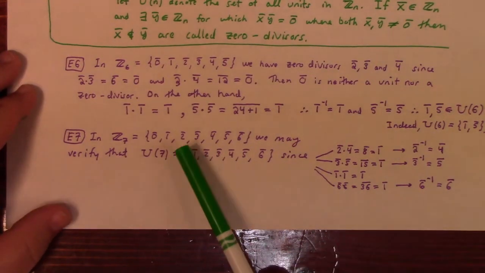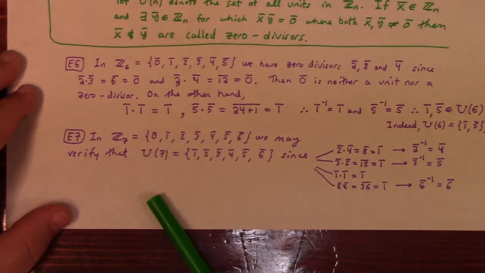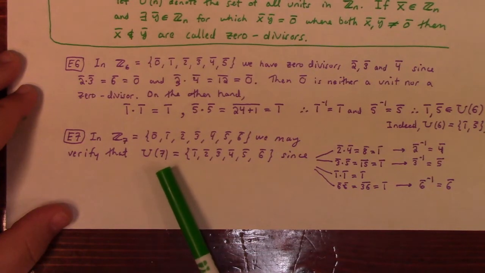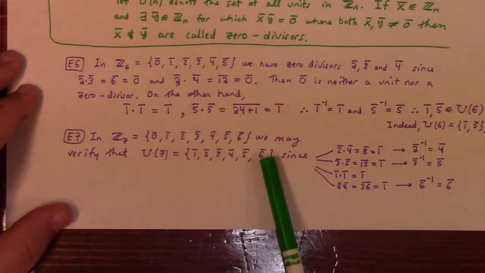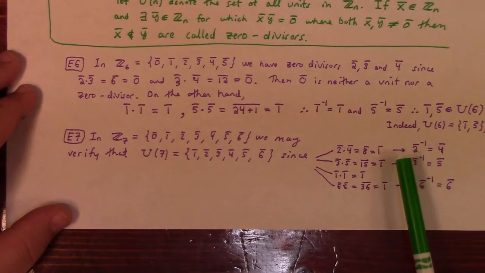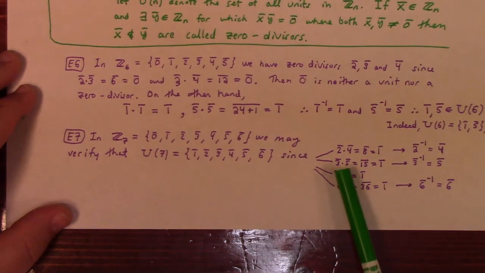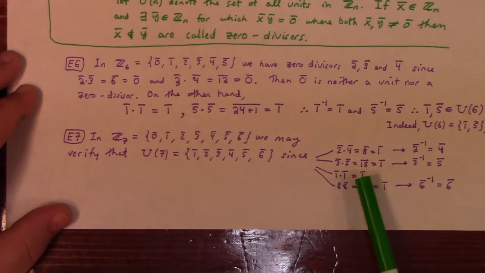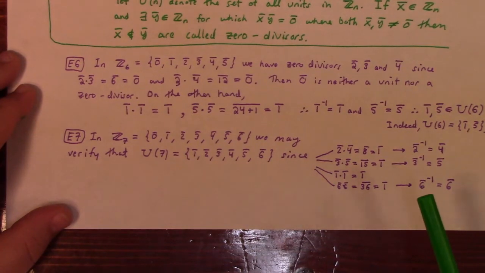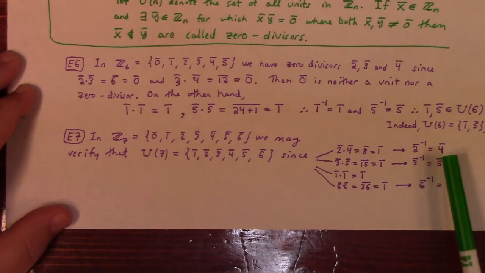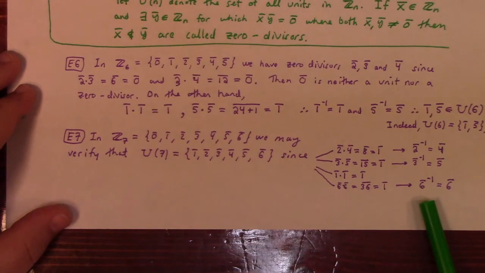So in Z7 we have 0, 1, 2, 3, 4, 5, and 6. And you can verify that the units in Z7 are 1, 2, 3, 4, 5, and 6, because 2 times 4 is 8, which is 1 in Z7. 3 times 5 is 15, which is 1 in Z7. 1 times 1 is 1 in Z7, and 6 times 6 is 36, which is also congruent to 1 mod 7. What these calculations show me is that 2 inverse is 4, 3 inverse is 5, and 6 inverse is 6, working in mod 7.